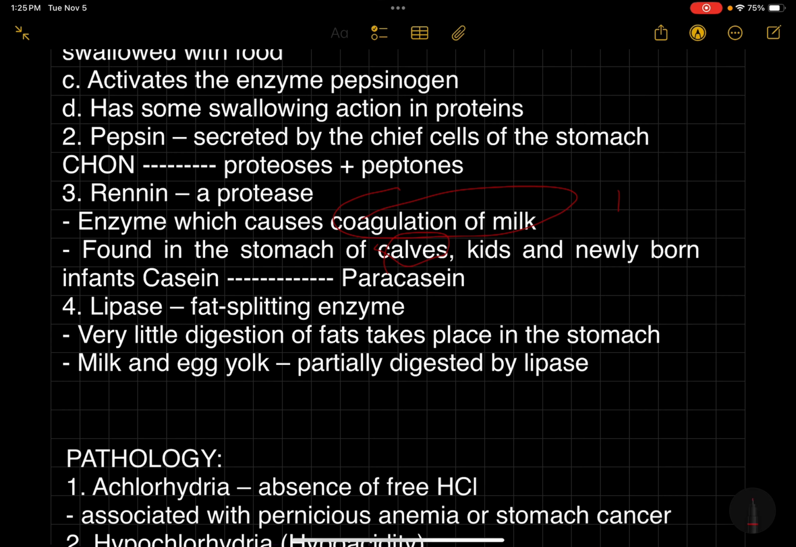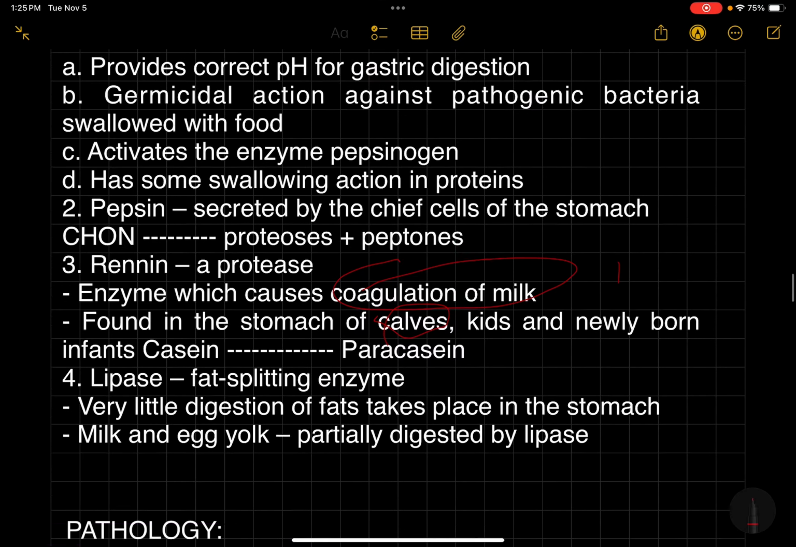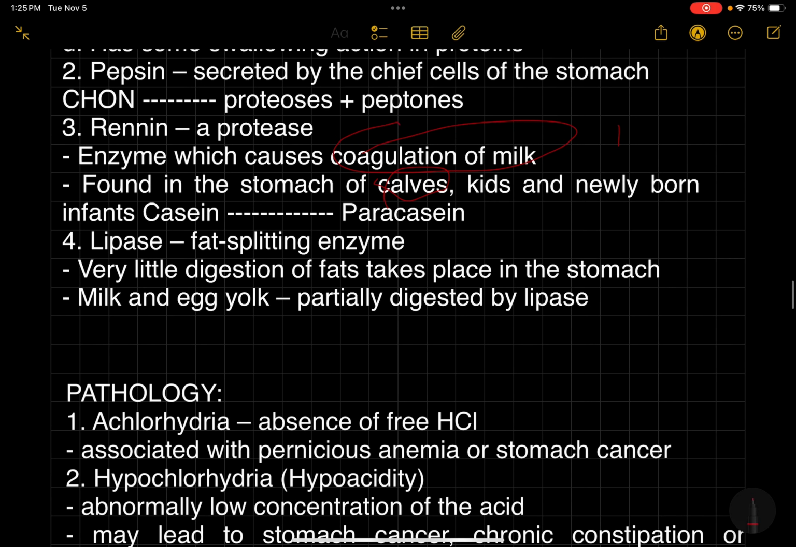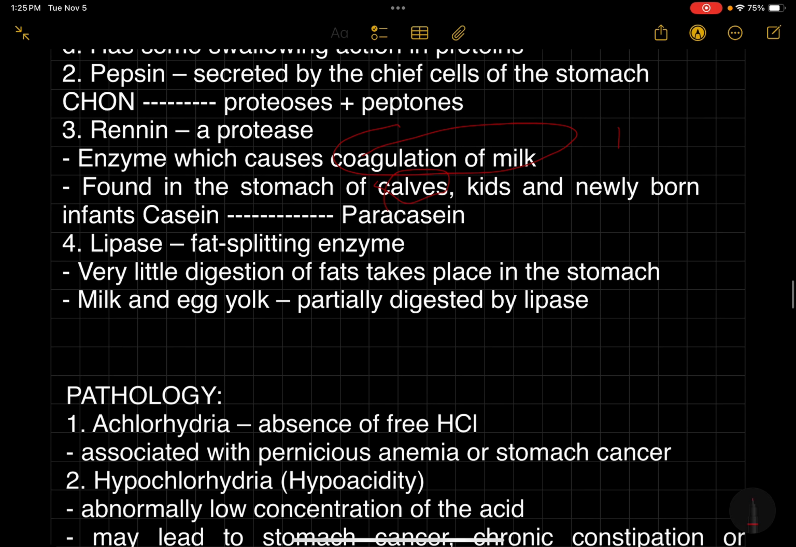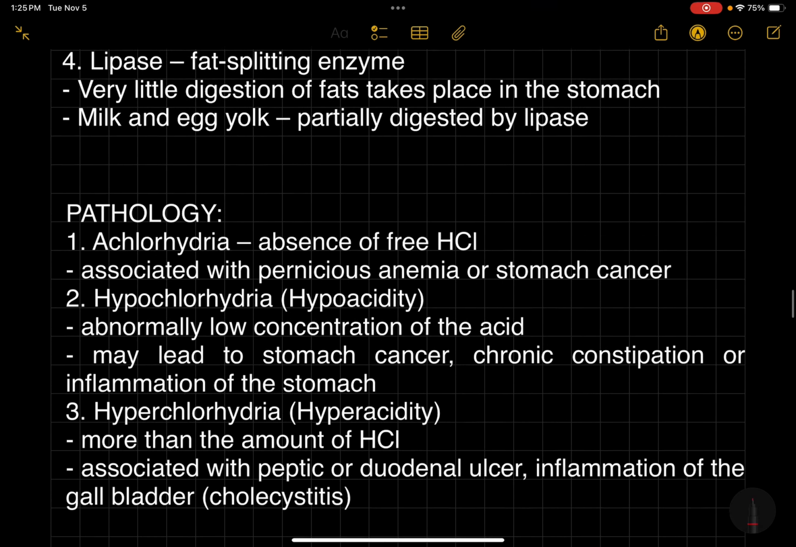So we have lipase. Its use is as a fat-splitting enzyme. Very little digestion of fat takes place in the stomach. Milk and egg yolk are partially digested by lipase.